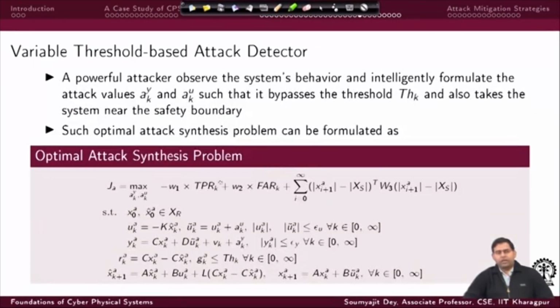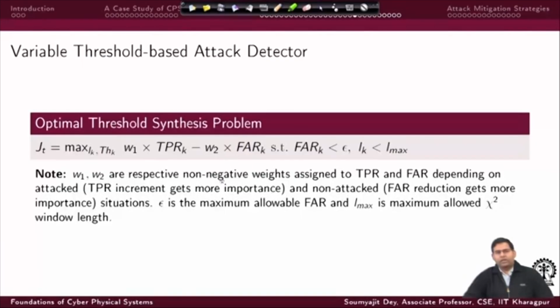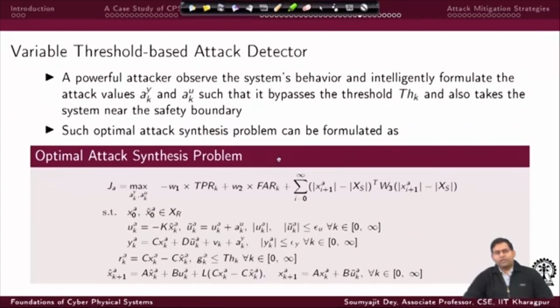Accordingly, you can also create this detector design problem, and if somebody is trying to design the attacker, then what should be the goal of the attacker? The attacker's goal should be a lower true positive rate, a higher false alarm rate, and a higher value of estimation error of the state, right.